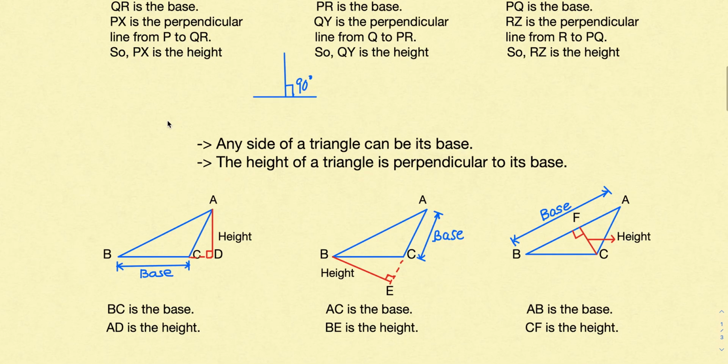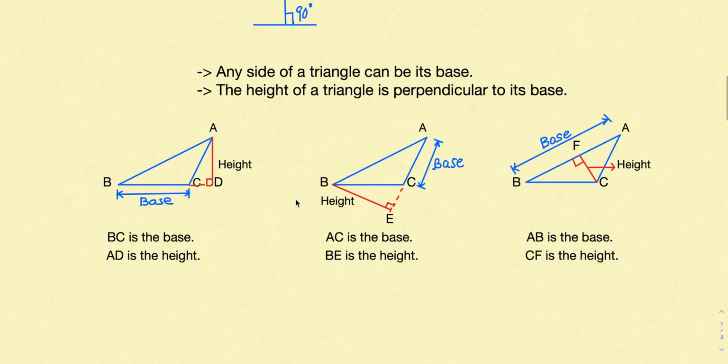For example, let's see this one. See here, again all the three triangles are the same, A, B, C, and their lengths and everything are the same. It's just that we have taken different sides as the base. So for this one, BC is the base, for this one, AC is the base, and for the last one, AB is the base.